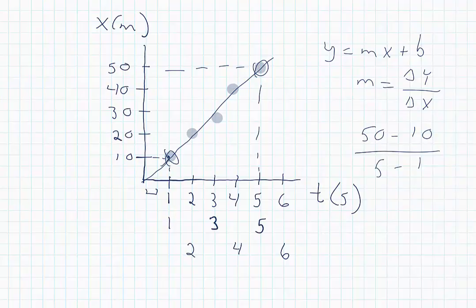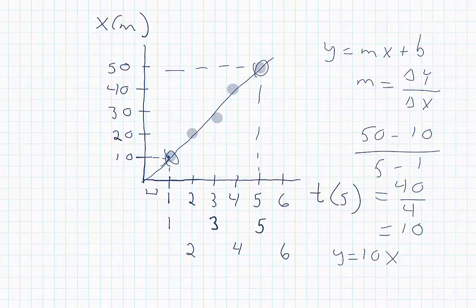Oh, these came out really nice in terms of numbers. So 50 minus 10 is 40. 5 minus 1 is 4. So the slope of my line is 10. So what that means for the equation of my line is that generically in mathematics, you would write the equation of your line to be y is equal to 10x. You don't have to put the plus 0 in there for the intercept.